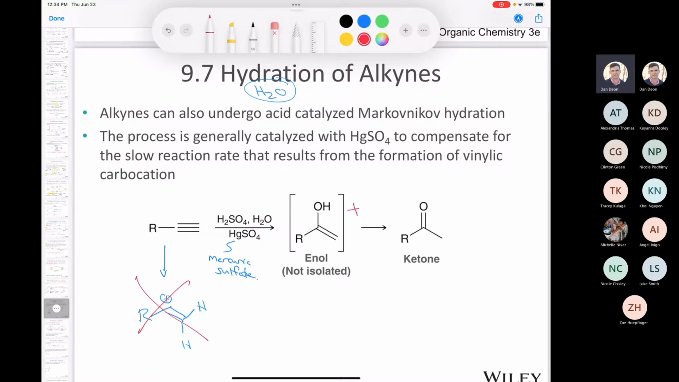And the enol undergoes a process called tautomerization, which produces a ketone. Okay, so the bottom line is, this slide can be summarized like this: terminal alkyne, treat it with sulfuric acid, water, mercury 2 sulfate, HgSO4, and you end up with a methyl ketone. The reason we call this a methyl ketone is because you have a CH3 here, methyl ketone.